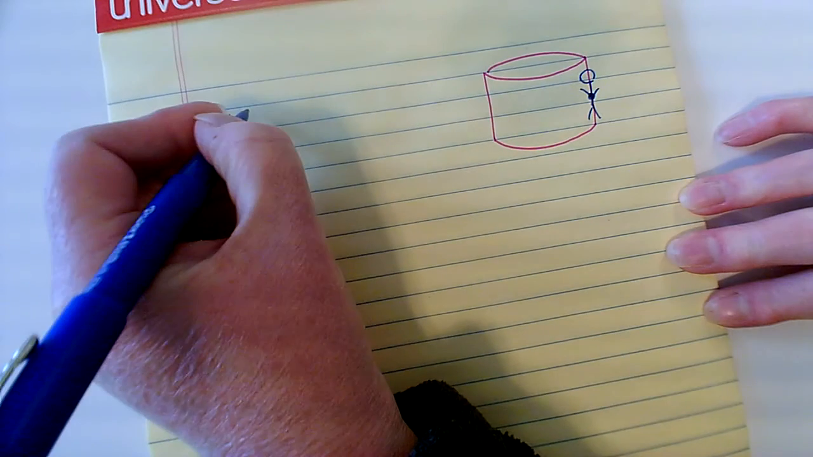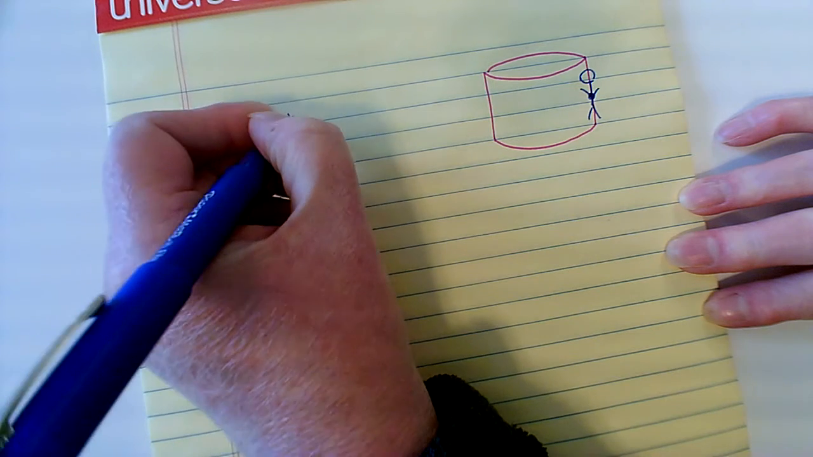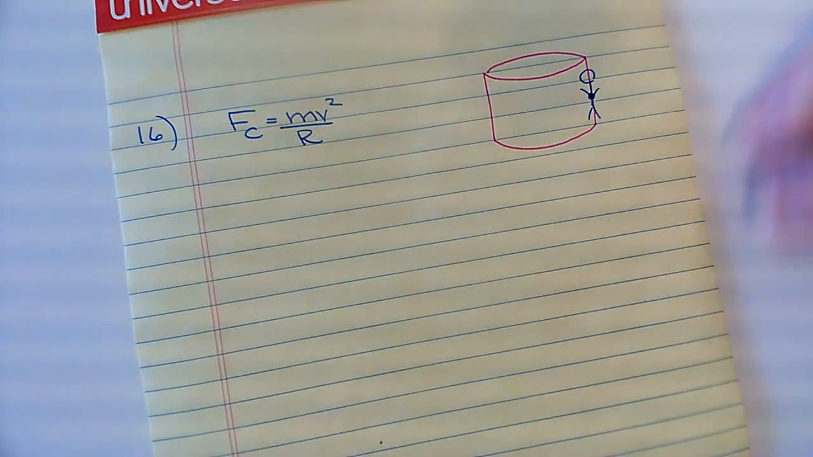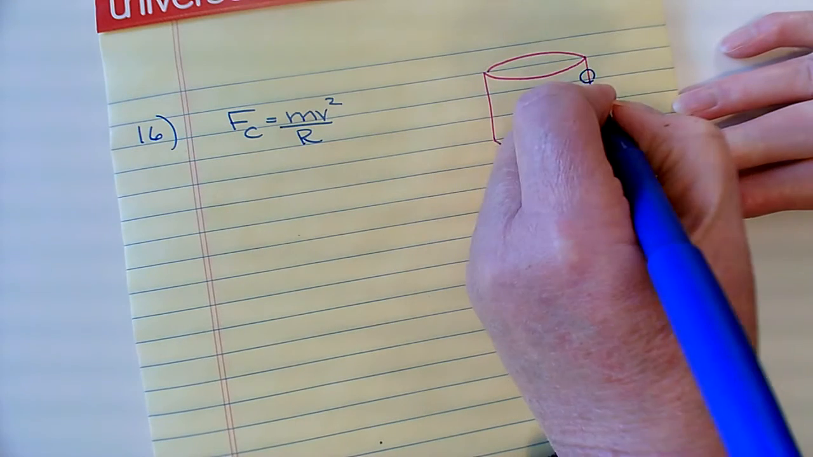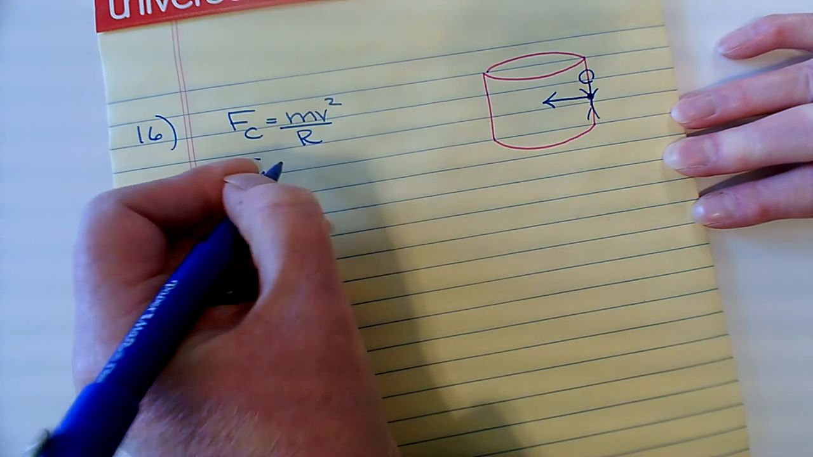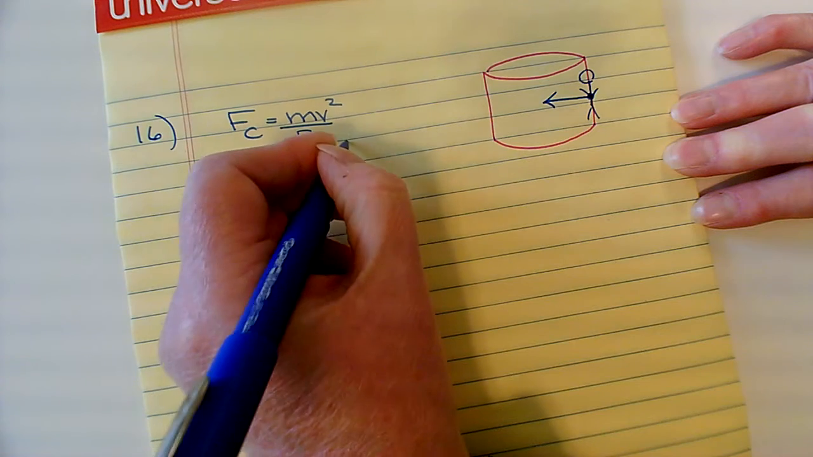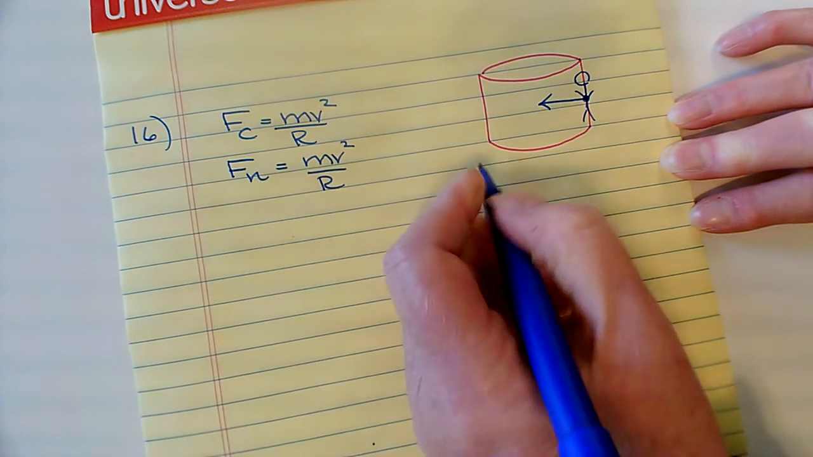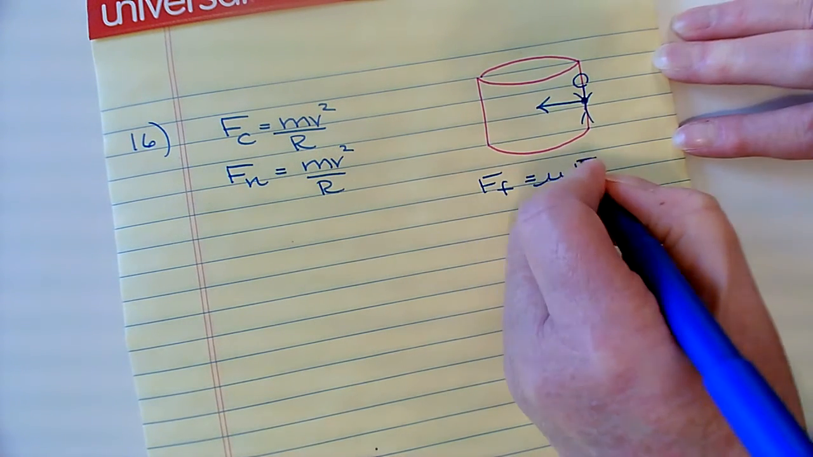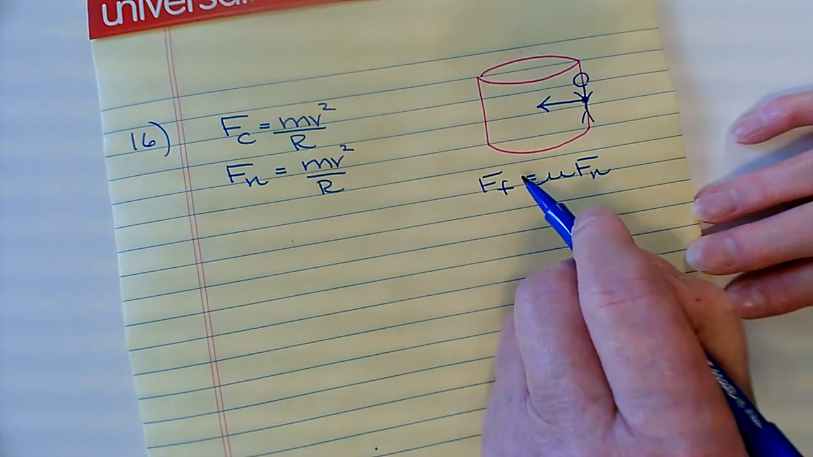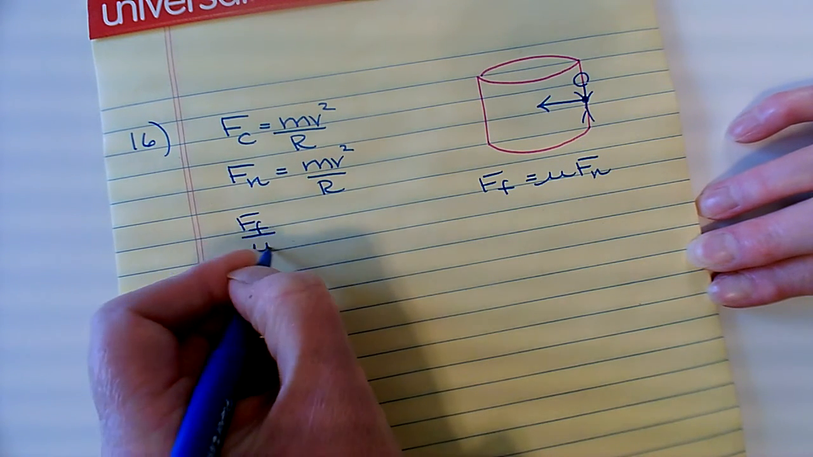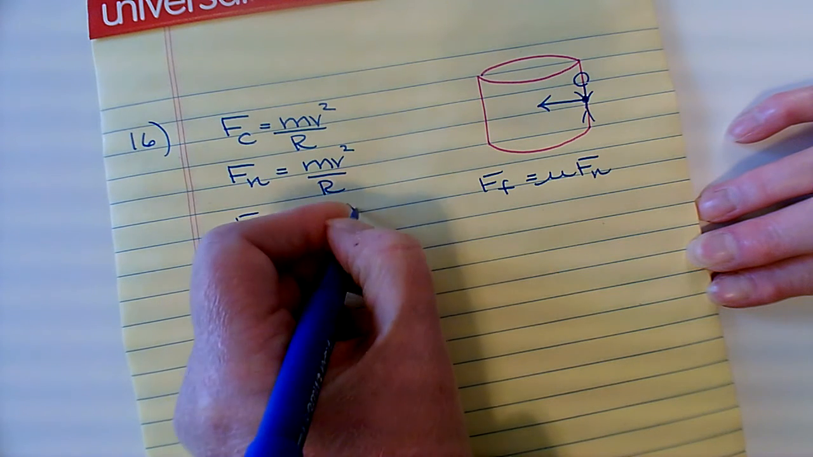All right, because they're riding the rotor, I'm going to write down the centripetal force equation, Fc equals mv squared over r. And I'm going to replace Fc with the force that's going towards the center when you ride the rotor, and that is the normal force. So Fn equals mv squared over r. And I'll go off to the side and say that friction equals mu times Fn, which means Fn is going to be Ff over mu equals mv squared over r.